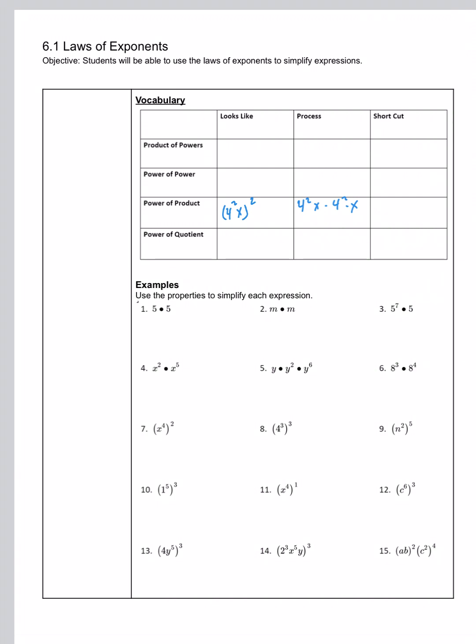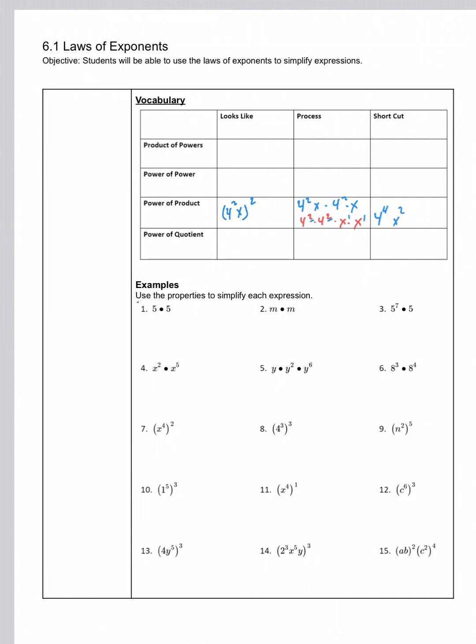And then I can move these things around. Let's go ahead and put the 4's together. So I would have 4 to the second times 4 to the second, and then my x and my x. And then we can use the product of powers one, where we're going to add the exponents. So 2 plus 2 makes that 4 to the 4th. And 1 plus 1 makes that x to the second.